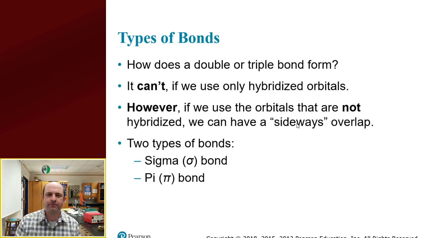So then what about double bonds? What about triple bonds? How do we do this? So how does a double or triple bond form? Well, it can't using only hybridized orbitals. We've got to add some other things in. So we say the orbitals that aren't being hybridized, the ones that aren't being mixed in, they have what we call sideways overlap. The better way is it's a pi bond, because of the things we'll talk about in a future slide here. So we have 2 main types of bonds. We have sigma bonds and we have pi bonds. And this is whether you're using hybrid orbitals or not. These are the bond types that we're looking for.